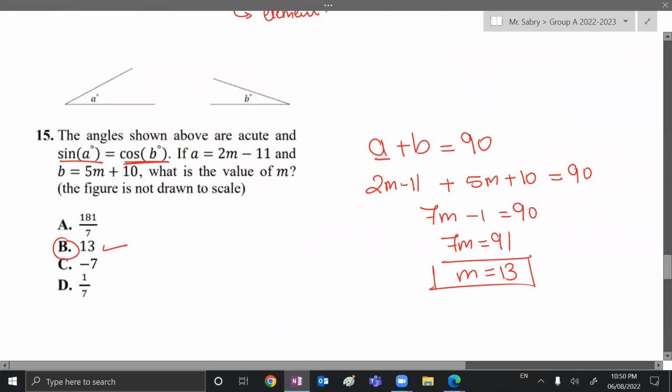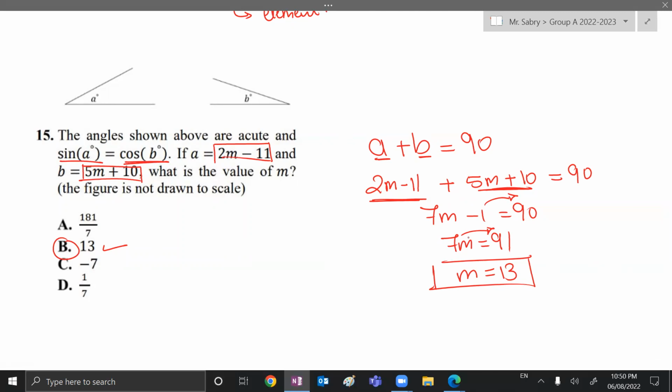He gave me the a, so I put the value of a there. He gave me the b, so I put the value of b there. He told me that a is equal to this, and that b is equal to that, so I substituted instead of a and b. Now I just have an equation. So I added the like terms together, which are the 2m and the 5m, and they became 7m. Then I added the negative 11 plus 10, which became negative 1. Then I moved the negative 1 to the other side with addition, and then moved the 7 to the other side with division. Oh, is this the part you're asking about? Yeah. Perfect.